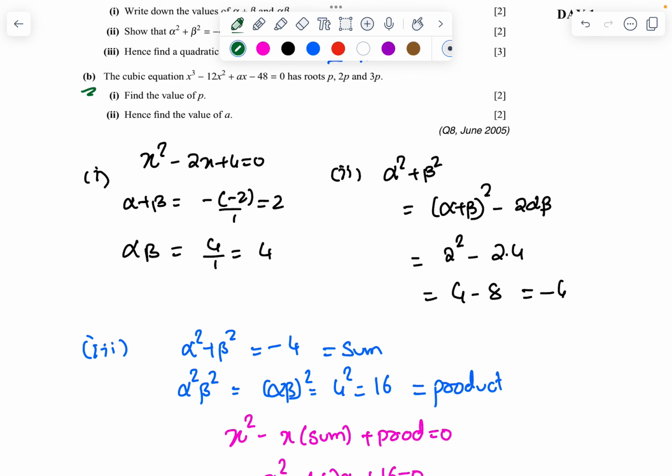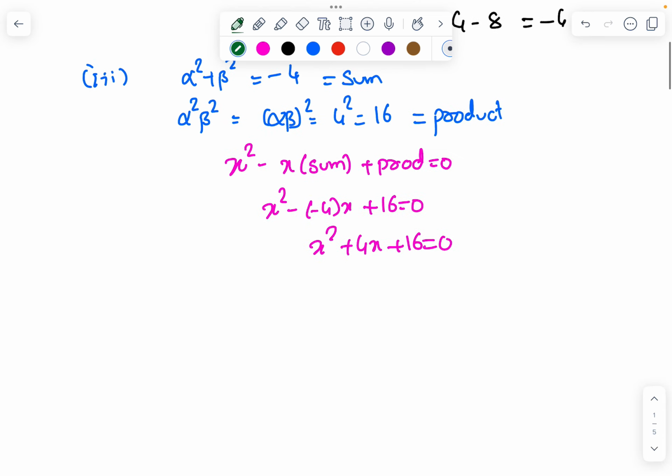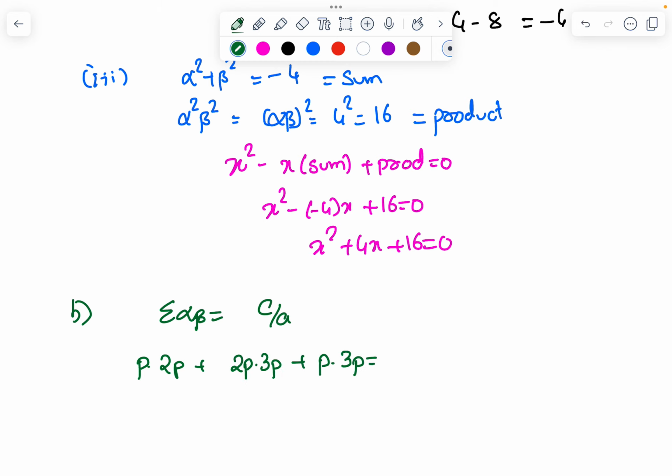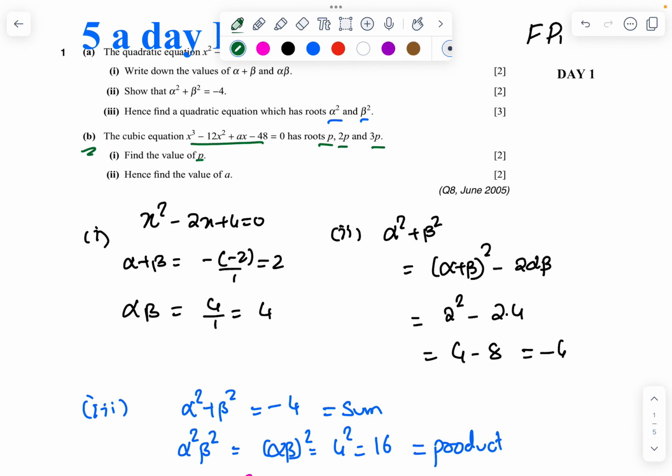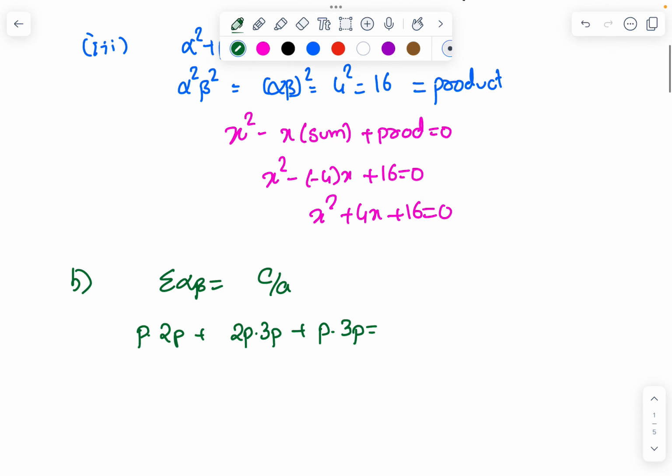Now coming to part B. A cubic equation has the roots p, 2p, 3p. Find the value of p. So we know that sigma alpha beta should be equal to c upon a. So p times 2p plus 2p times 3p plus p times 3p should be equal to c upon a. C is nothing but a upon 1. So 2p square plus 6p square plus 3p square equals a.